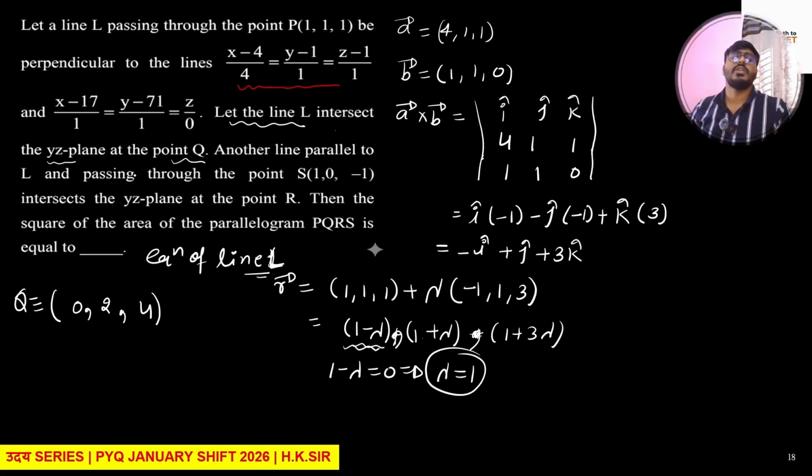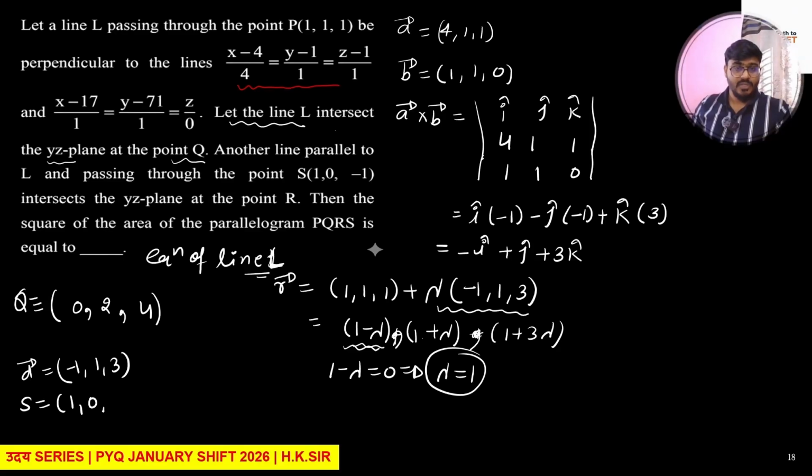Another line parallel to L. Another line is there which is parallel to this line L. If a line is parallel, that means the direction vector will be the same. The direction vector of the other line is the same, -1,1,3. It is parallel to this line and passing through point S. So point S is 1,0,-1.